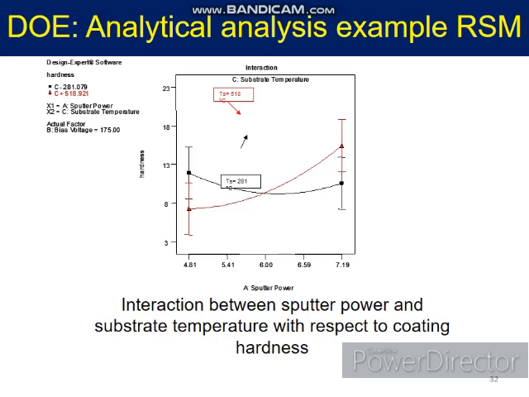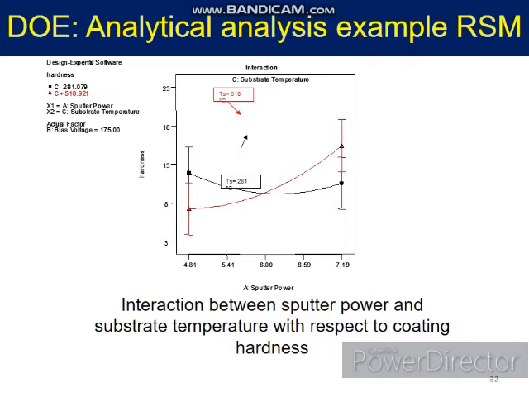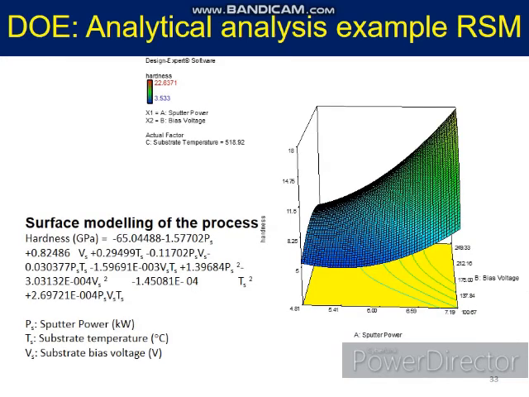And this is the interaction between A and C. If you look at the ANOVA table, for the interaction between A and C, the p-value is quite low. So this corresponds to the ANOVA analysis. You can also generate the surface modeling as such. So you can have great graphics to explain the data. In this case, the x-axis is the sputter power, the z-axis is the bias voltage, and the y-axis is hardness. You can see the behavior of hardness as sputter power and bias voltage change.